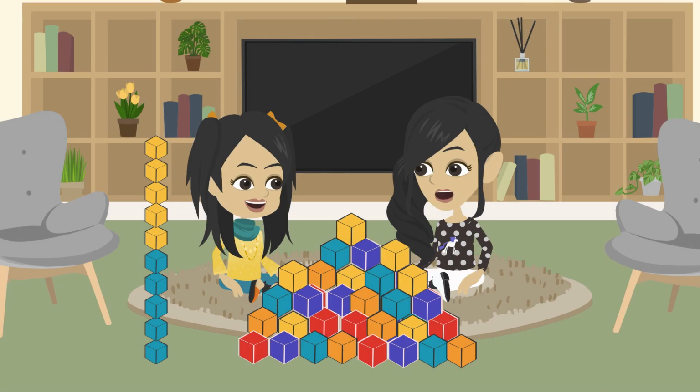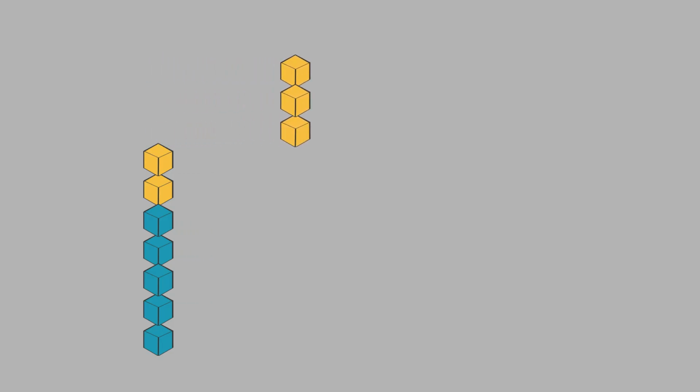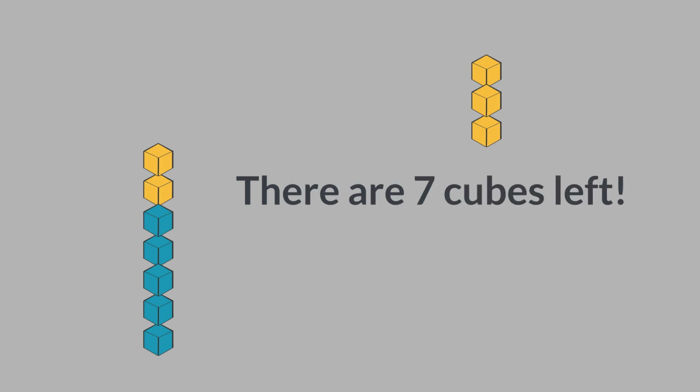Let's suppose Mina, my toy lion, ate 3 cubes. How many are left? Let's figure it out. If the lion ate 3 cubes, then 1, 2, 3, 4, 5, 6, 7. There are 7 cubes left. Great! 10 minus 3 is equal to 7.